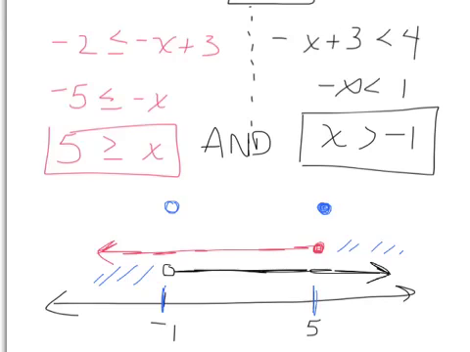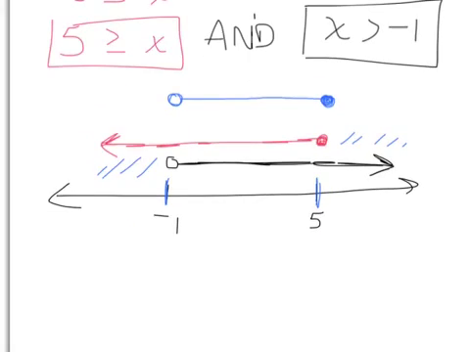So since we have these two endpoints, here's what we end up getting. So in blue is our solution here. How do I write this as an inequality and solution set form? Let's take a look.